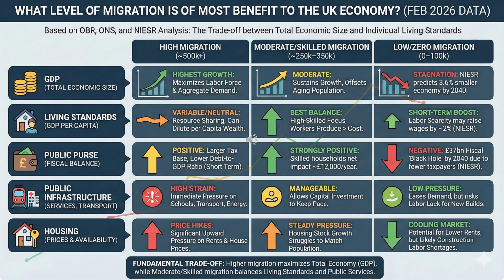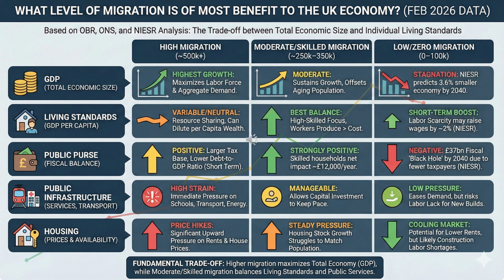There is a fundamental trade-off. Higher migration maximizes the total size of the economy, while moderate/highly skilled migration is better for individual living standards and public infrastructure. As of February 2026, data from the Office for Budget Responsibility (OBR), Office for National Statistics (ONS), and the National Institute of Economic and Social Research (NIESR) provides a clear comparison of how different levels of migration impact the UK. Comparative table.